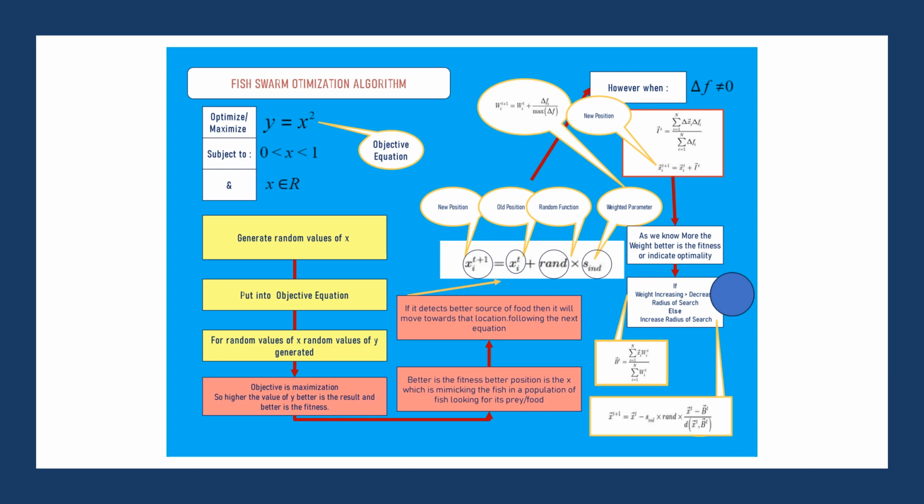The example is that y is equal to x square is the objective equation. Now x is your design variable which can take any value in between 0 to 1. x can be a fraction but it must be a real number. So this is another constraint. So you have to put the values of x to change the values of y, and your goal is to maximize y. The more the values of y, better is the optimization.